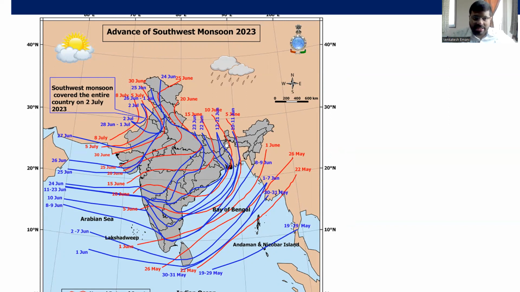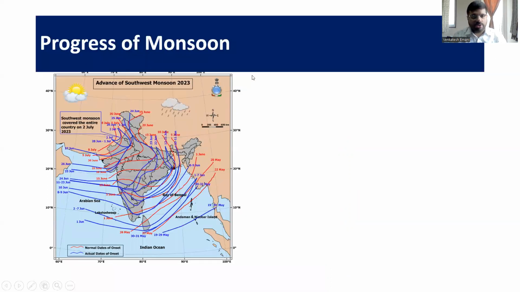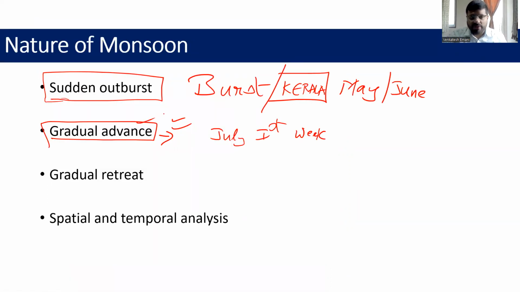Of course, there is a variation this year. The Southwest monsoon covered the entire country on 2nd July 2023. This year, we have covered the entire country. So this is the phase. Even here, you can clearly see that we need not go into the exact details of when and where. Just have a rough understanding that it starts from late May and completes by early July. That's the rough idea. So the progress of the monsoon, we have seen, is a gradual advance.